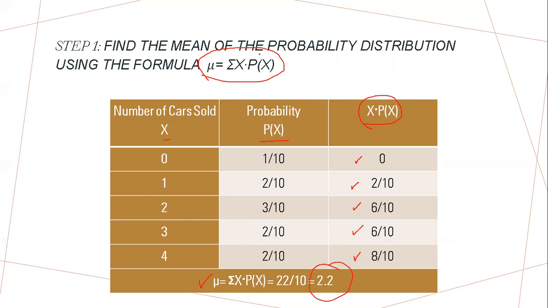Nakuha na natin yung mean. So ano yung mean? We have 2.2. Okay, it's lesson 3, guys. I hope it's clear, no? So parang recap lang ulit natin sa lesson 3. Okay. So, we're done with step 1. Nakuha na natin yung mean, which is 2.2. Proceed tayo for step 2.